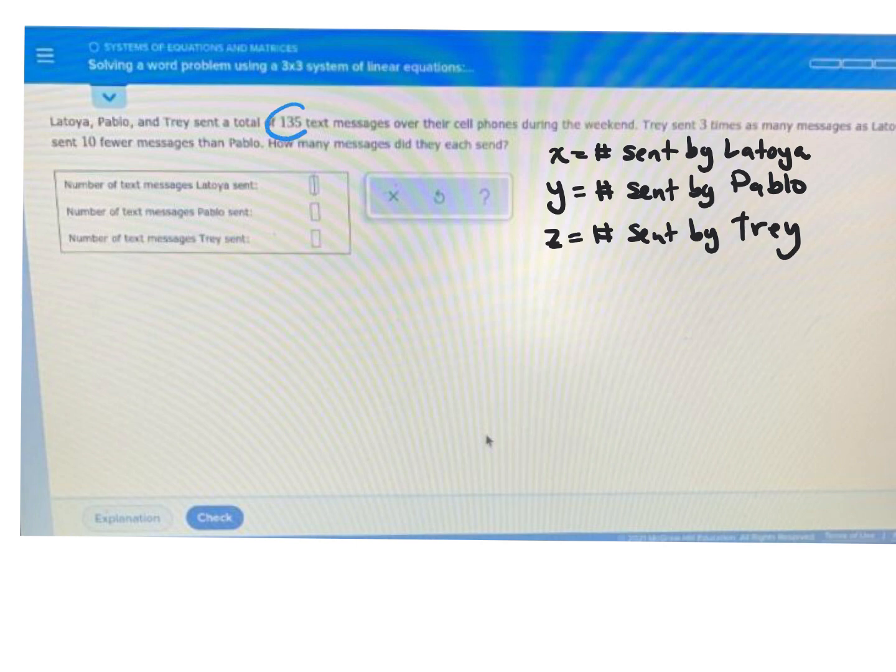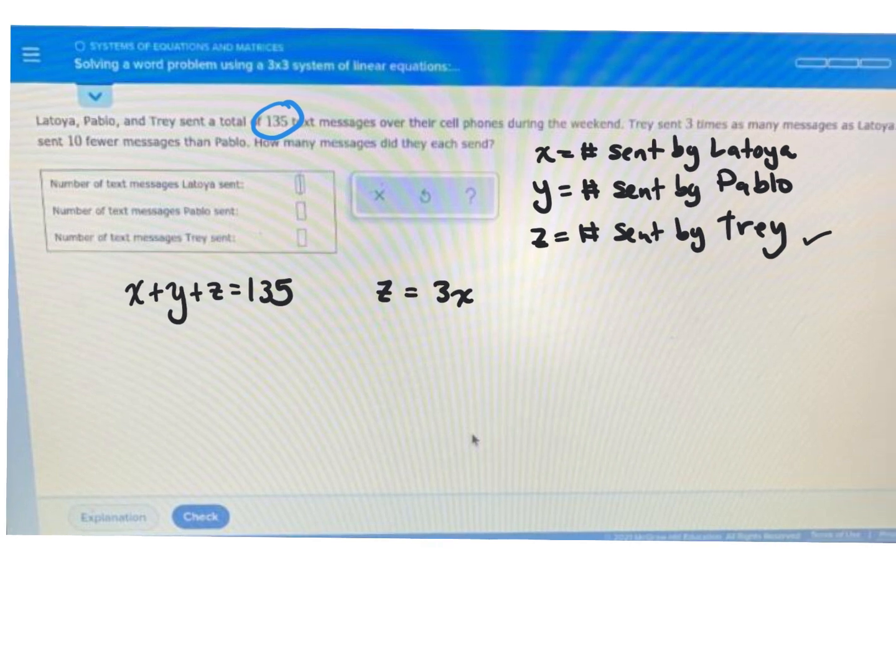Like I know there's a total of 135. So I know if I add all these together, I should get 135. And it says Trey has sent 3 times as many messages as Latoya. So Trey, who is Z, has sent 3 times as many as Latoya. So Z equals 3 times Latoya, who is X.